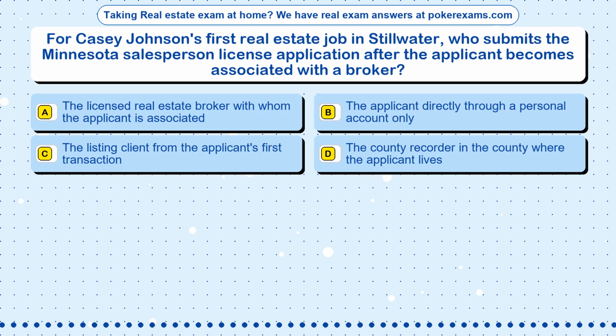Question 1. For Casey Johnson's first real estate job in Stillwater, who submits the Minnesota salesperson license application after the applicant becomes associated with a broker? Option A. The licensed real estate broker with whom the applicant is associated. Option B. The applicant directly through a personal account only. Option C. The listing client from the applicant's first transaction. Option D. The county recorder in the county where the applicant lives.